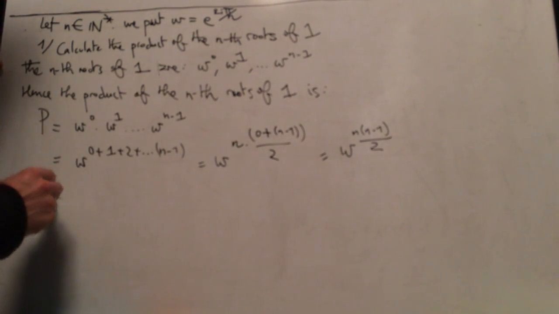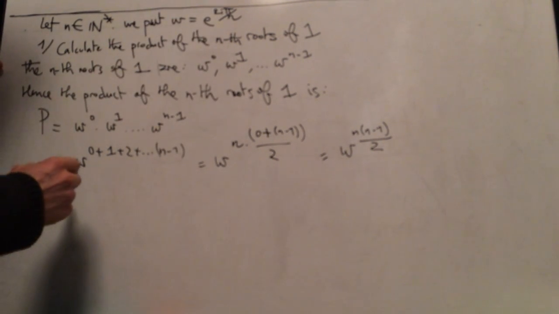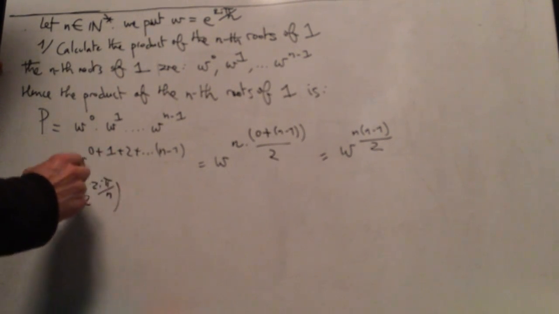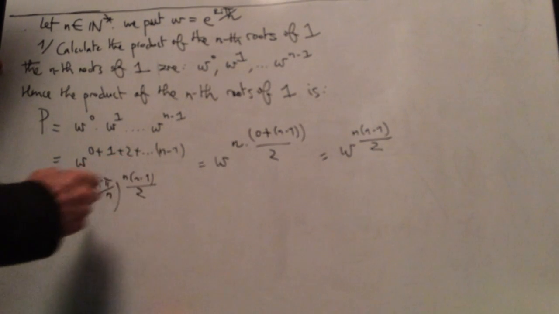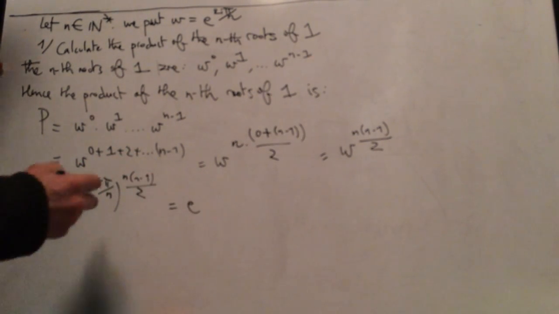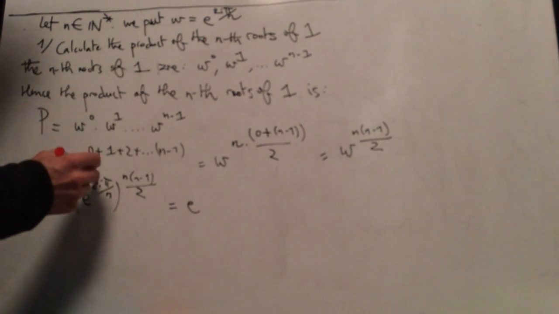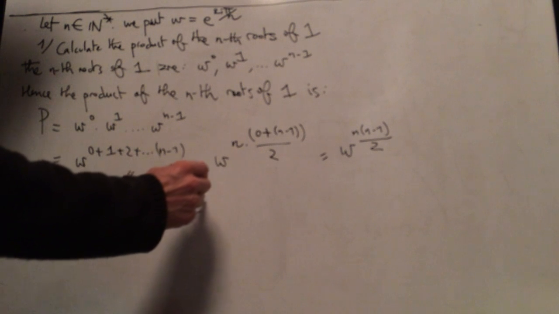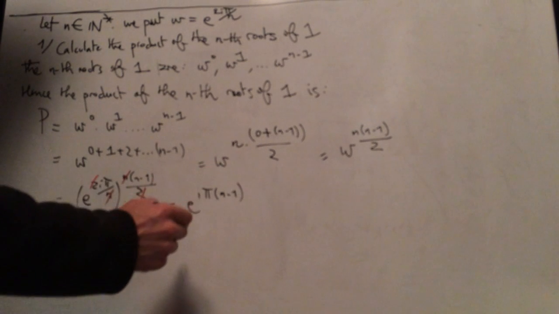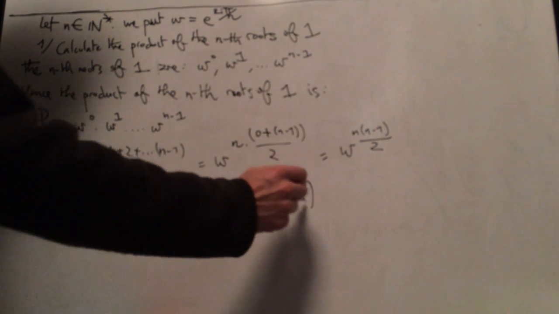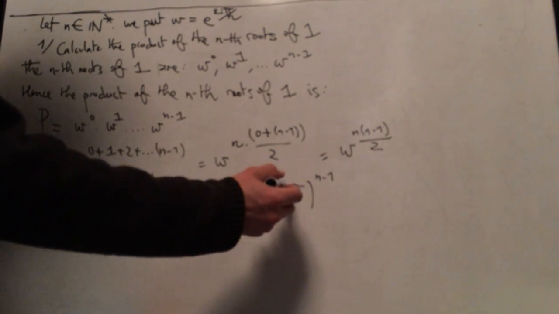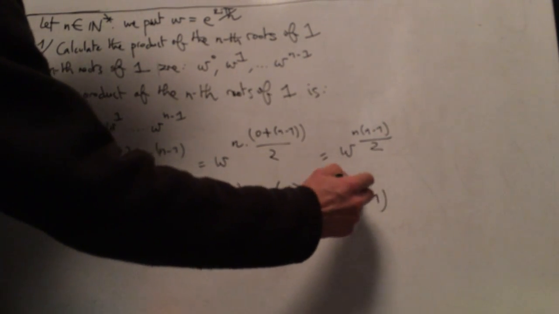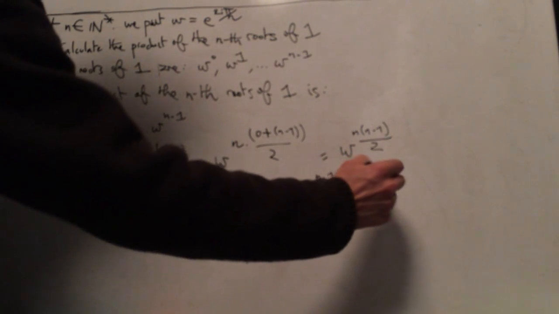We can replace w by its expression e to the power of 2i pi over n, to the power of n(n minus 1) over 2, and we get e to the power of i pi (n minus 1), which is equal to e to the power of i pi to the power of n minus 1, and e to the power of i pi is equal to minus 1, so we get minus 1 to the power of n minus 1.